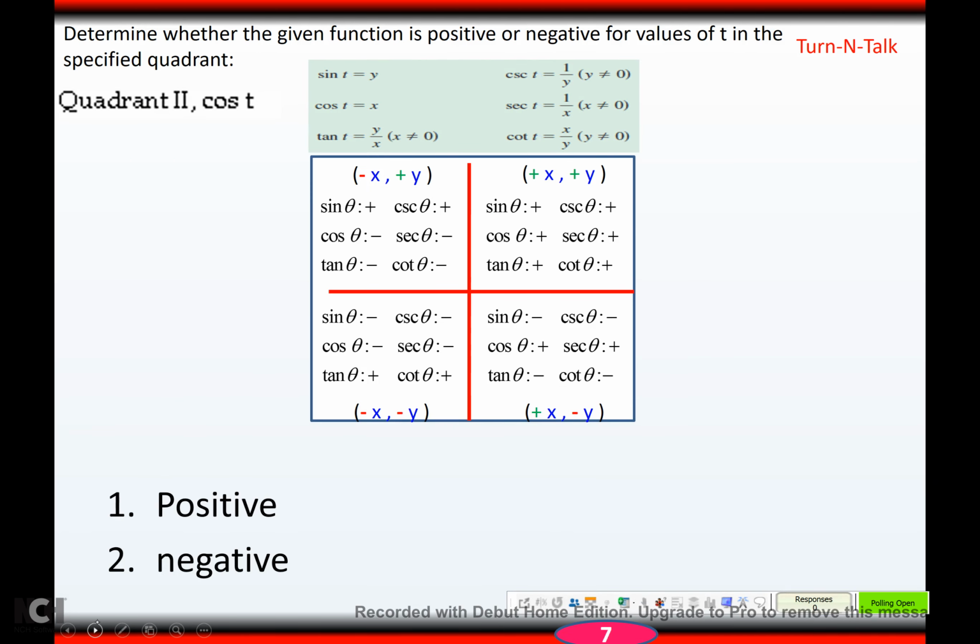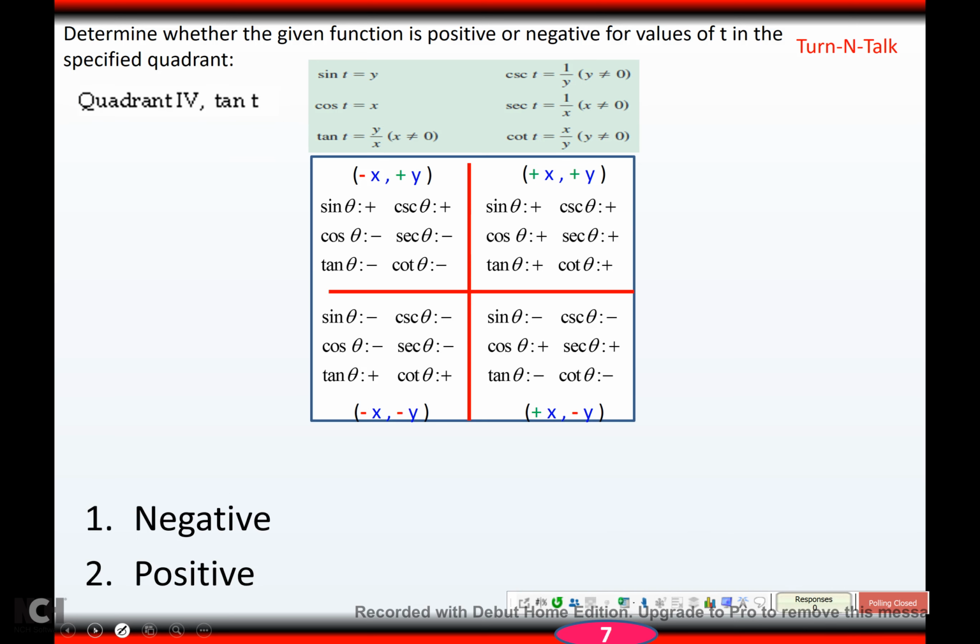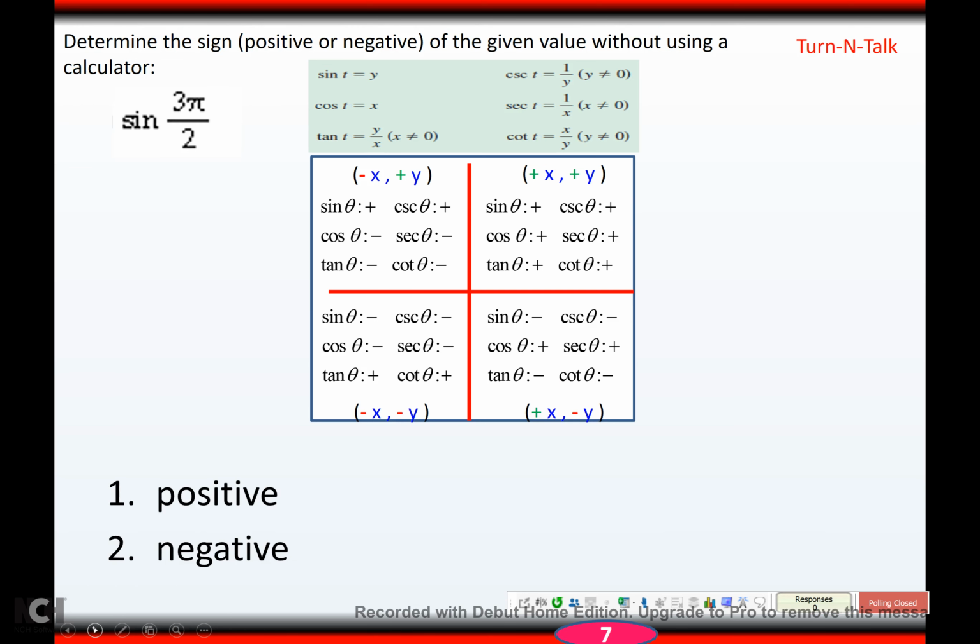All right, so you hit pause, come back when you're ready, and cosine in quadrant 2 is negative. Try this one, hit pause, come back when you're ready. And tangent in quadrant 4 is negative. Try this one. Come back when you're ready.